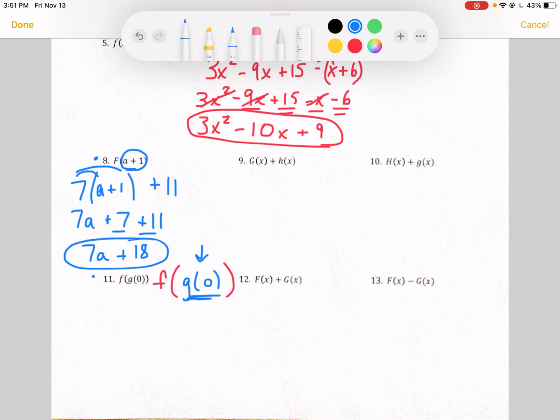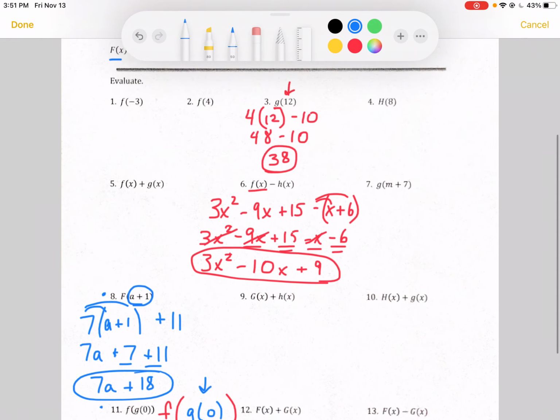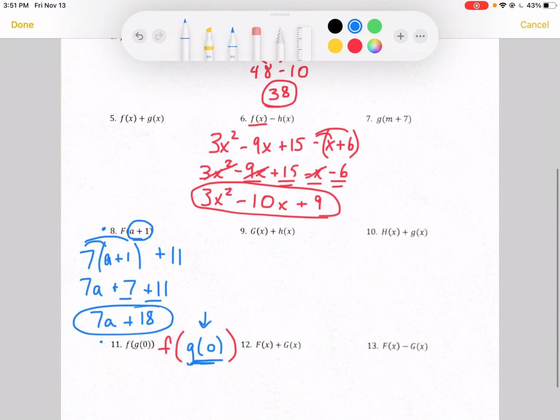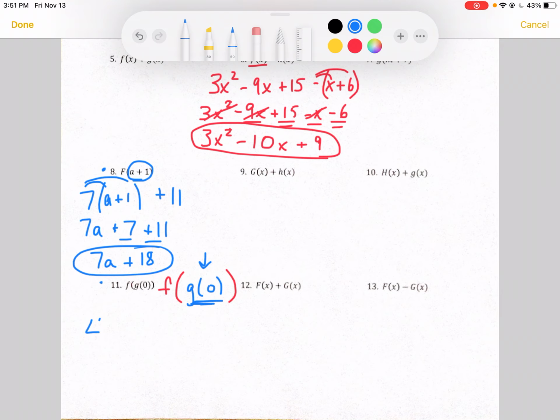Okay, so take 0, take g. Okay, g of x is this 4x minus 10. So you're going to say 4 times x minus 10, and x is 0. So good news is that's easy math. 4 times 0 is 0. 0 minus 10, we get negative 10. So now I'm going to take negative 10, and I'm going to plug it into function f.